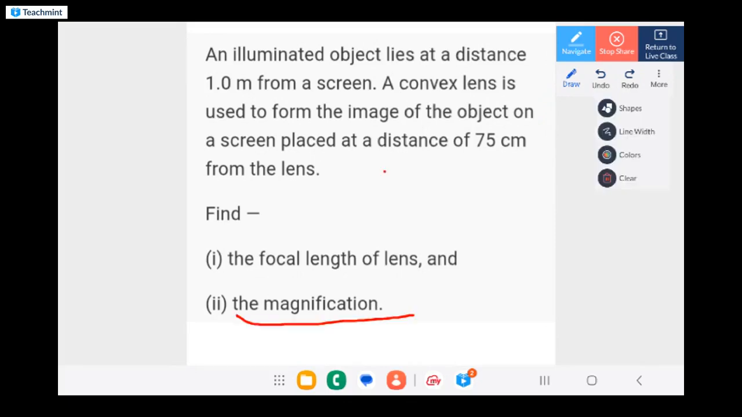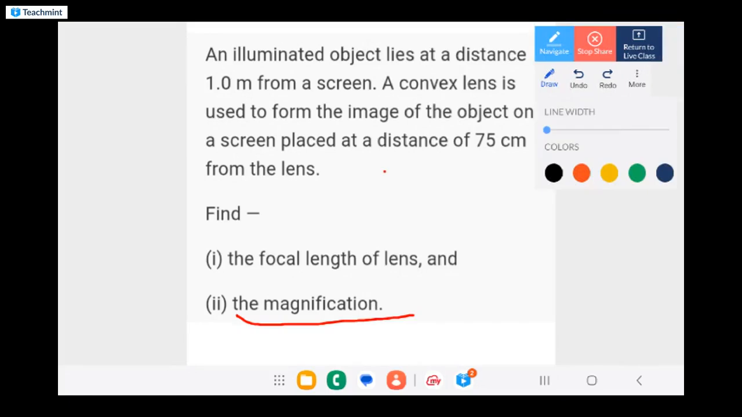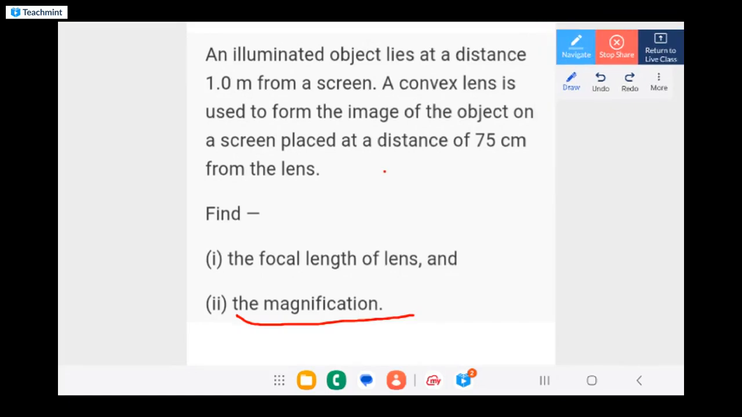Okay. Michelle, answer the same question. What all information do we have from the question? We have the object distance and image distance. Okay, how much is it? Object distance is 1.0 meter and the image is 75 centimeter. Okay, so we can convert this into centimeter. Correct. So that will be 100 centimeter and this is 75 centimeter.